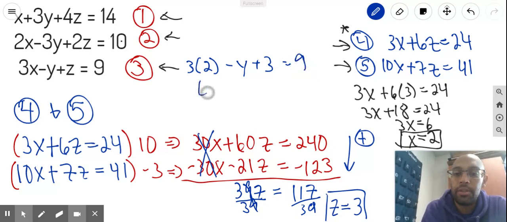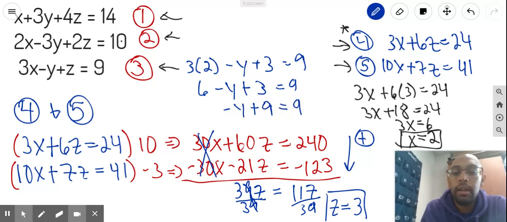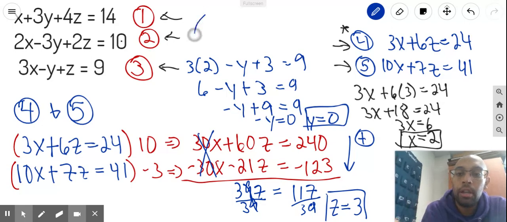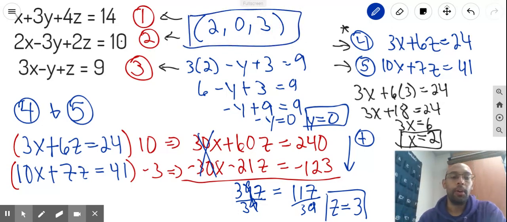3 times 2 is 6, so 6 minus y plus 3 equals 9. 6 plus 3 is 9, so negative y plus 9 equals 9. Subtracting 9 from both sides gives me 0, so negative y equals 0, and then y is just 0. When I divide both sides by negative 1, y is still 0. So my solution is 2, 0, 3. If I plug in 2 for x, 0 for y, and 3 for z, it will give me 14, 10, and 9 respectively for each.